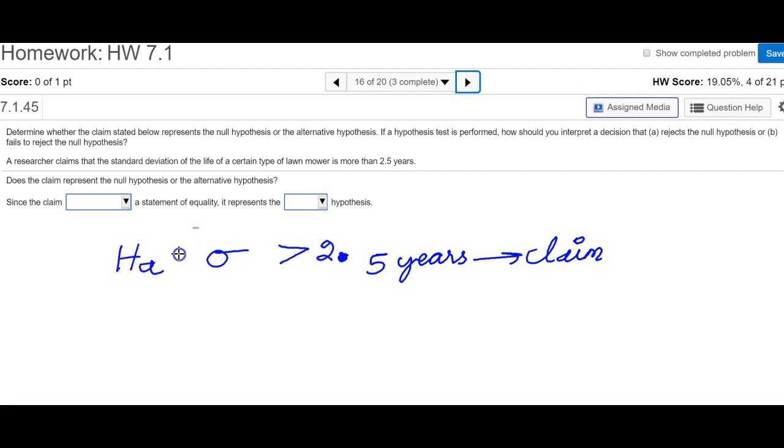HA. So do you see what just happened? This is my HA here. So my HA is my claim. In the previous case, H naught was my claim. I'll have to erase this one because it doesn't let me use the mouse. So in this case, my HA is the claim. In the previous case, H naught is the claim.